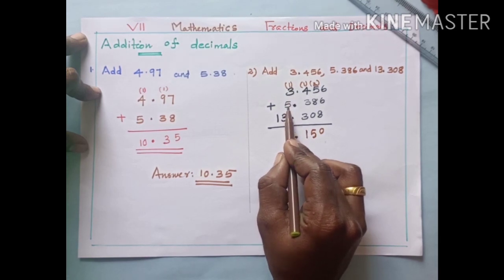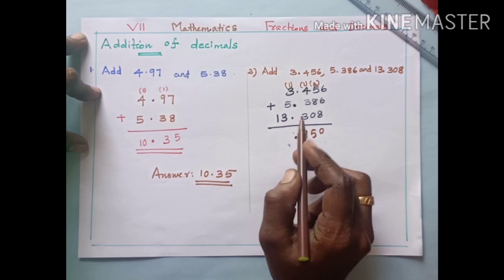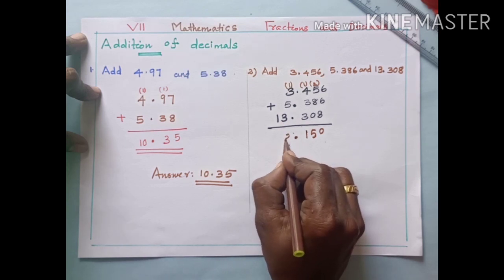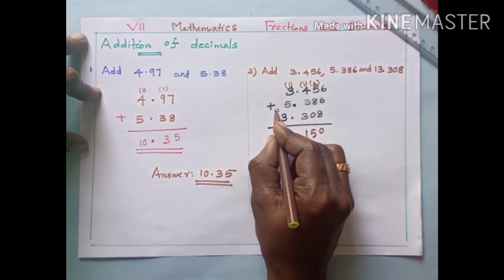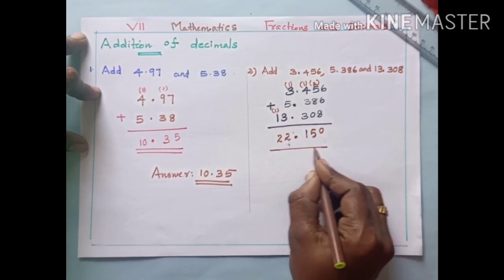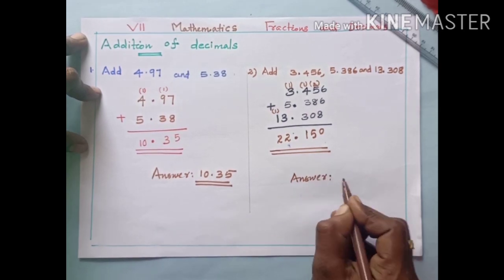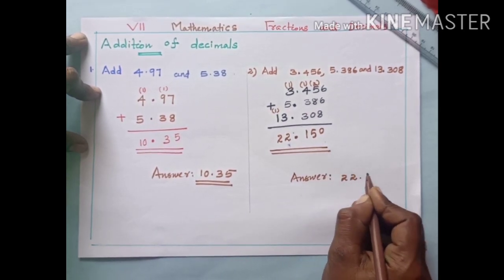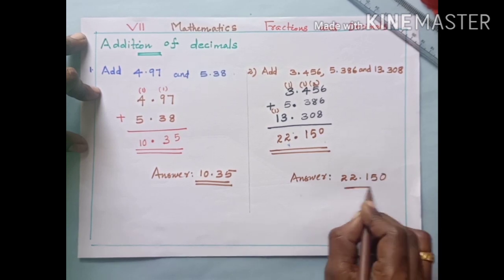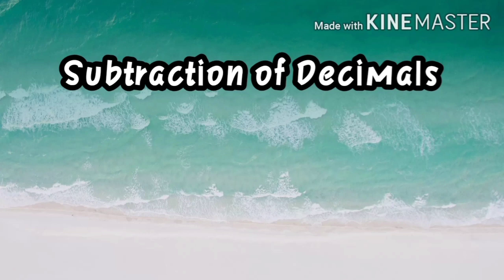Then adding 1 plus 3, 4. 4 plus 5, 9. 9 plus 3, 12. 2, 1 carry here. 1 plus 1 is 2. So the answer is 22.150.